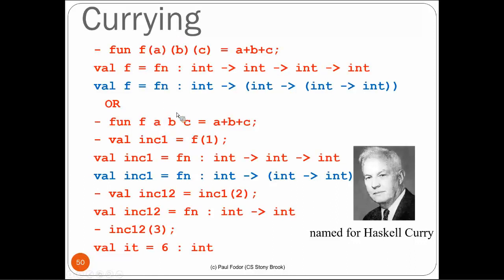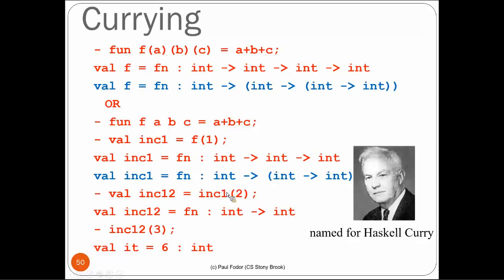The same function that we defined above can be defined without parentheses. It has the same meaning, and it returns the sum of a, b, and c. And we can define a new function that takes the result of function f applied to 1. And now we can see that this increment function is really a function that takes the next of the two arguments, in this case 2 integers. That takes the next integer.